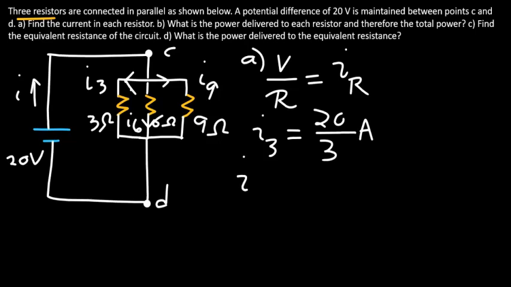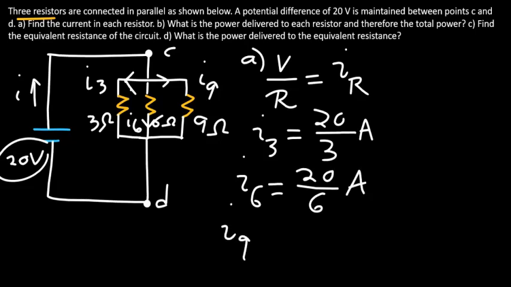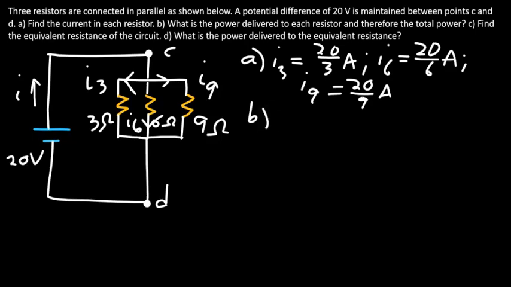Likewise, the current through the 6 ohm resistor is the potential difference across that resistor, in this case also 20 volts, over its resistance, which is 6 ohms, in amperes. And finally, the current through the 9 ohm resistor, using the same reasoning, is 20 over 9 amperes. One thing to note is the potential difference across these 3 resistors is the same because they are connected in parallel to each other. Now let's look at part B, the power delivered to each resistor.